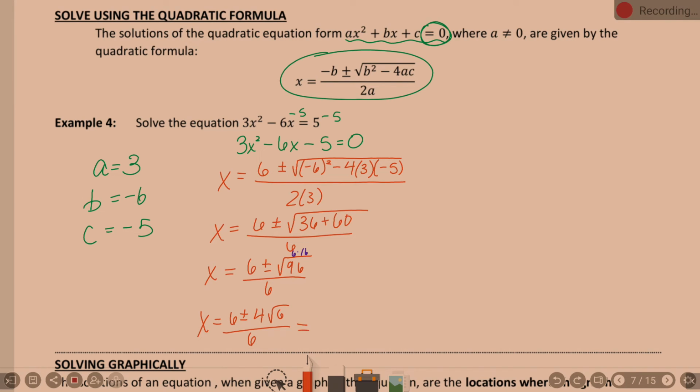Now, if I want to cancel anything out of that denominator of 6, it has to be able to cancel in both terms on top. We can't divide by 6, but can we divide by 2? Yes, we're going to divide each term by 2. So 6 divided by 2 is 3, plus or minus 4 square root of 6 divided by 2 is 2 square root of 6, all over 6 divided by 2, which is 3.